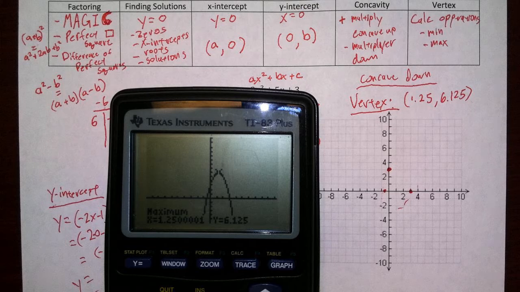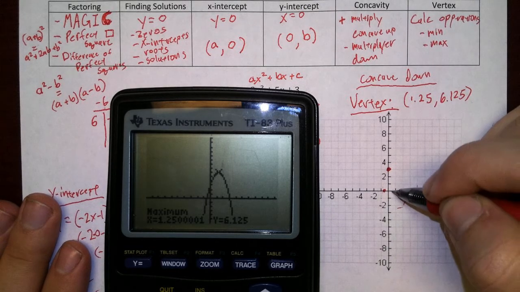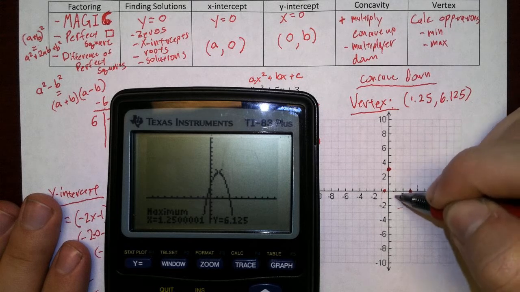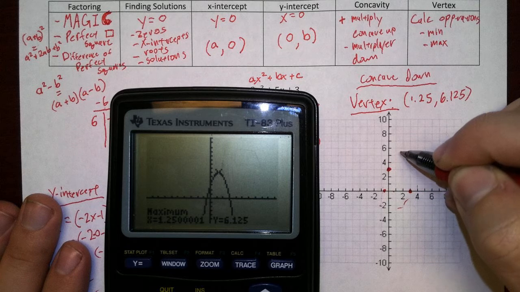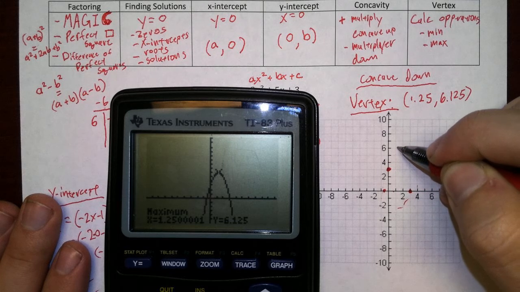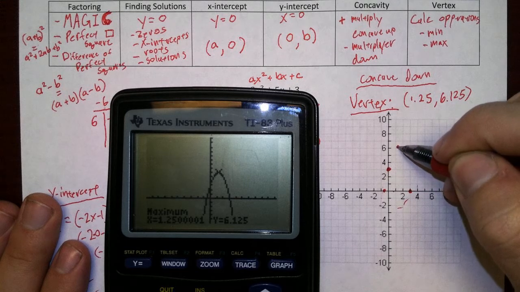Just like that. Using technology to find our vertex, so let's go ahead and we can approximate that. It doesn't have to be exact. But it's going to be over about 1 1/4, about 1.25, and then up 6.125. Right about there. Something like that. That should be our vertex.